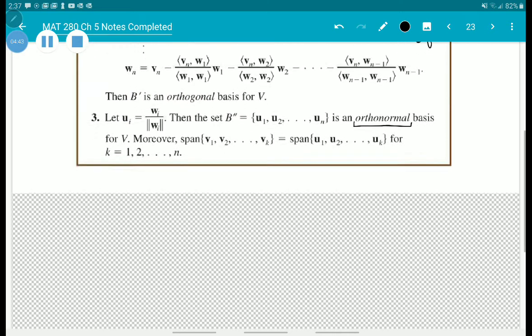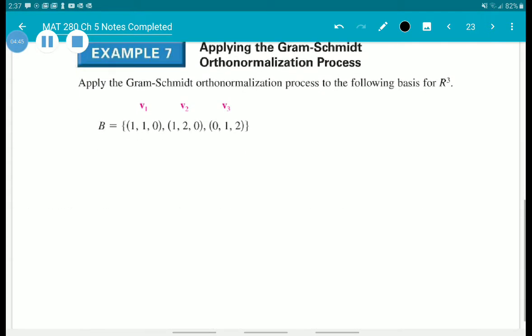So let's try this out. Let's look at this example. We have three vectors. They're telling us it forms a basis for R3. I'm not going to prove that, but if you wanted to, you could go through and prove that it forms a basis for R3. So let's form that orthonormal basis. We're going to start by applying Gram-Schmidt.